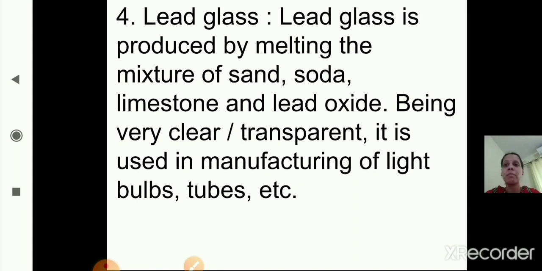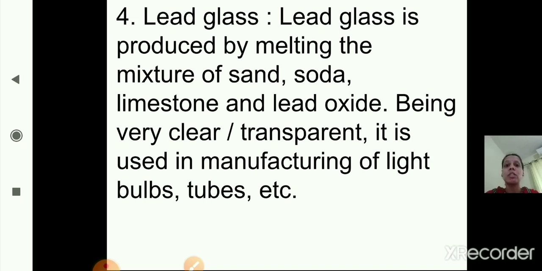Now the fourth type of glass, lead glass. Lead glass is produced by melting the mixture of sand, soda, limestone and lead oxide. Being very clear and transparent, it is used in manufacturing of light bulbs, tubes, etc.